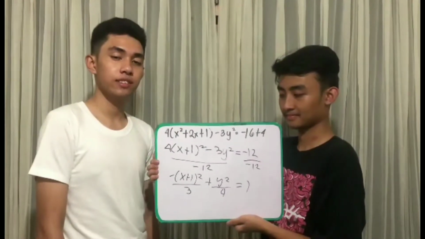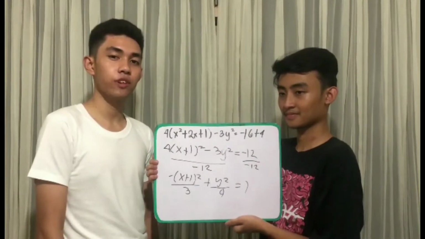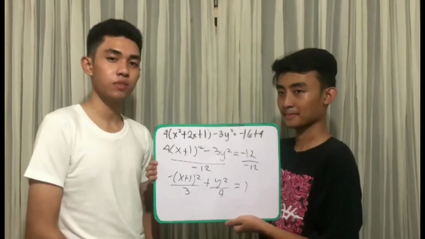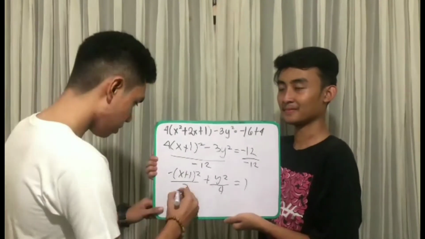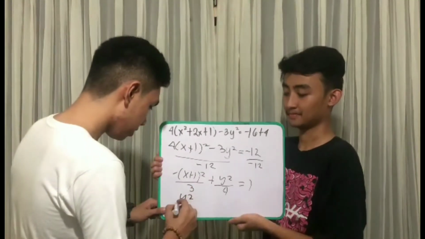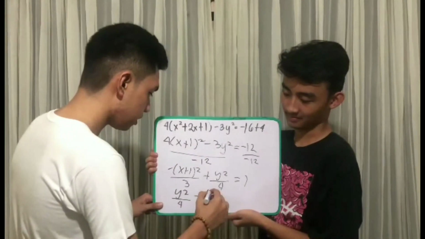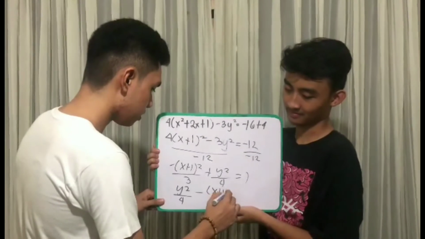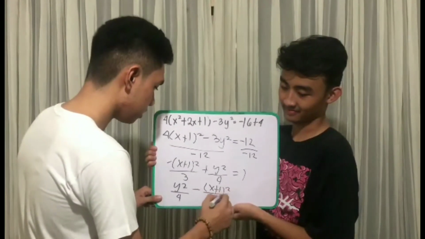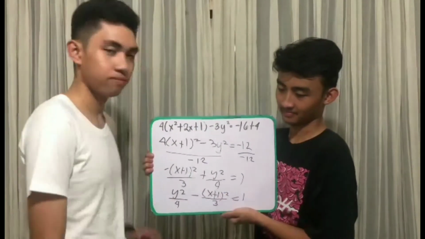We need to arrange this equation in order to find the standard form of a hyperbola. So, y squared over 4 minus quantity x plus 1 squared over 3 equals 1.